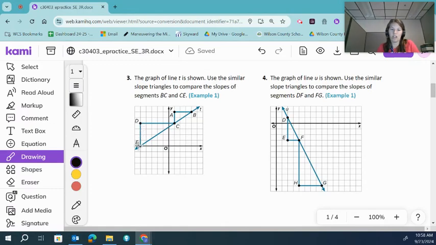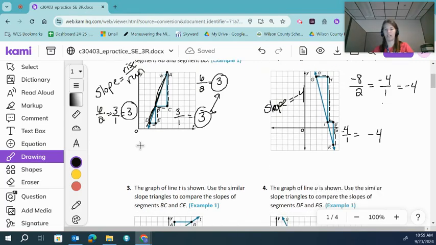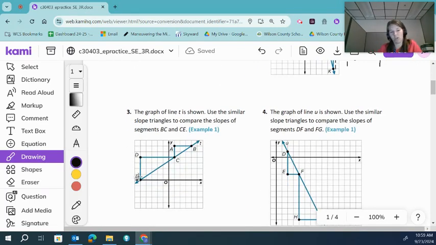Notice this line is a little bit flatter than the two we've looked at prior. So this one we're going to look at our vertical height again. We're comparing the slopes BC to CE. Let's take a look at this one first. My vertical height is 2, and my horizontal is 1, 2, 3, so 2/3. And that is fully simplified. Again, this is positive. It's going up from left to right.